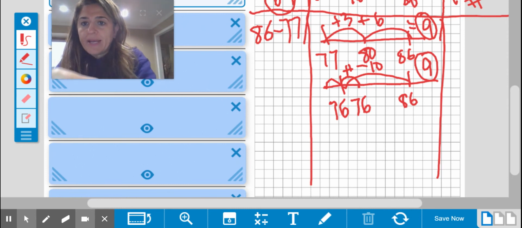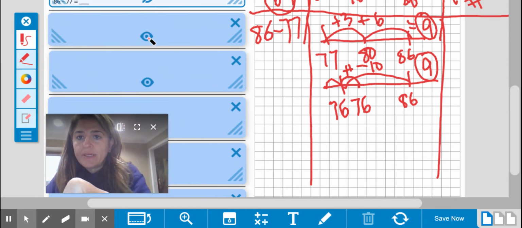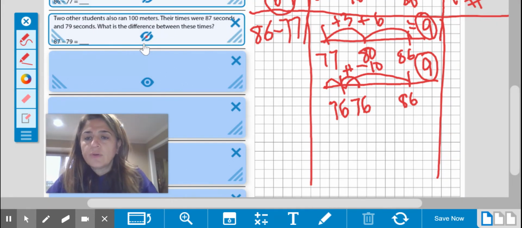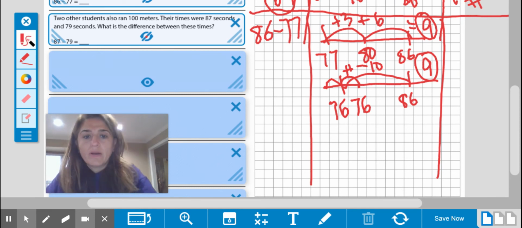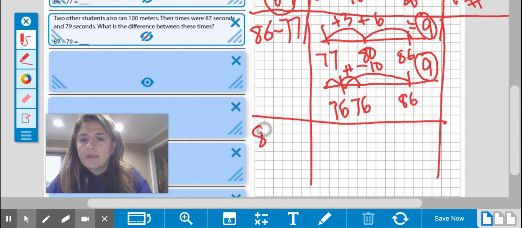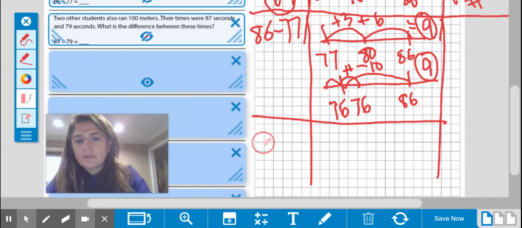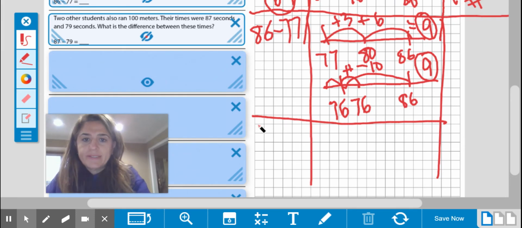And let's see if the next problem is going to be the same kind of removal. 2 other students also ran 100 meters. Their times were 87 seconds and 79 seconds. So here we are again. We have 87. Oh, I always mess up like that. 87 minus 79.